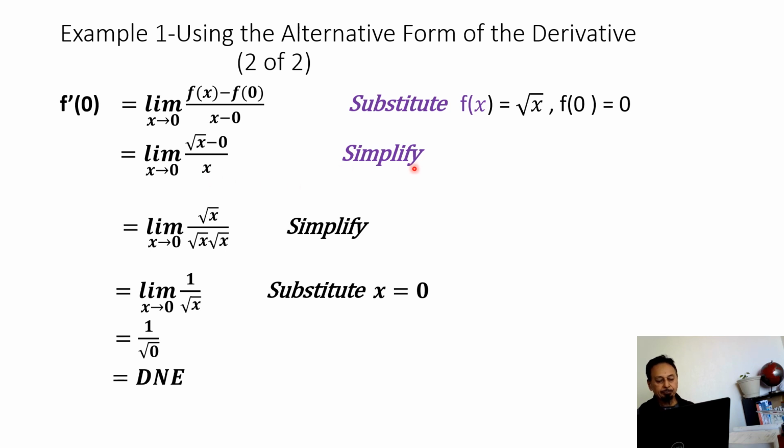Let's simplify. x can be written as the square root of x times the square root of x. So we can cancel these, and you're left with the limit as x approaches 0 of 1 over the square root of x. Now if we substitute x equals 0, we have 1 over the square root of 0. Division by 0 is undefined, so therefore we'll say the derivative does not exist. So the answer is D and E.